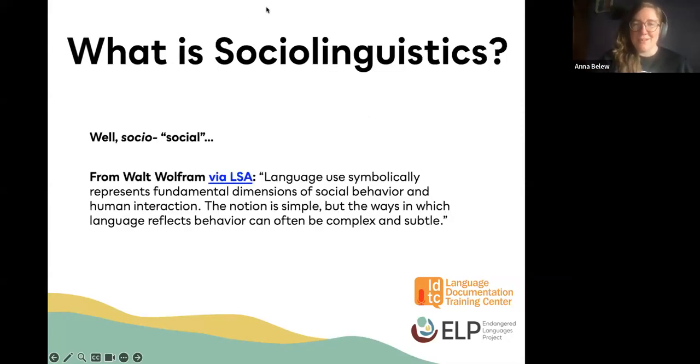So let's get started just with this question of what is sociolinguistics, right? We're titling this week Sociolinguistic Documentation, big technical word. So what exactly is this? Well, obviously, you can kind of get the clue. Socio, it's something social. And the very preeminent sociolinguist Walt Wolfram provides this definition through the Linguistic Society of America. He says, language use symbolically represents fundamental dimensions of social behavior and human interaction. The notion is simple, but the ways in which language reflects behavior can often be complex and subtle.